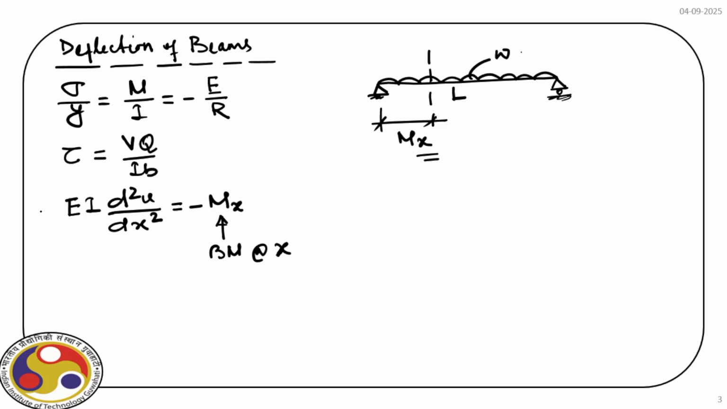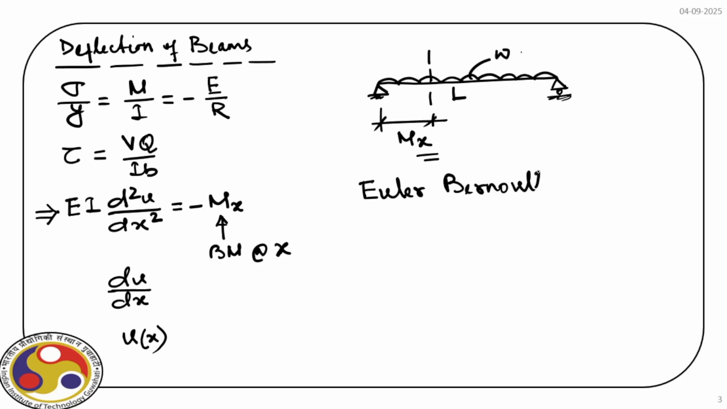Now, if we double integrate this equation, first we get du dx, that is the slope, and then next, if we again integrate, we get u of x. And this model is called Euler-Bernoulli beam theory.